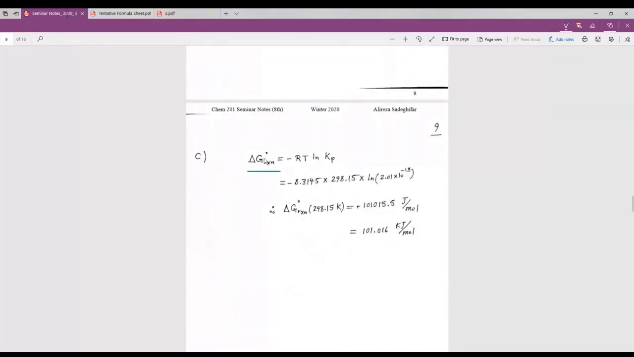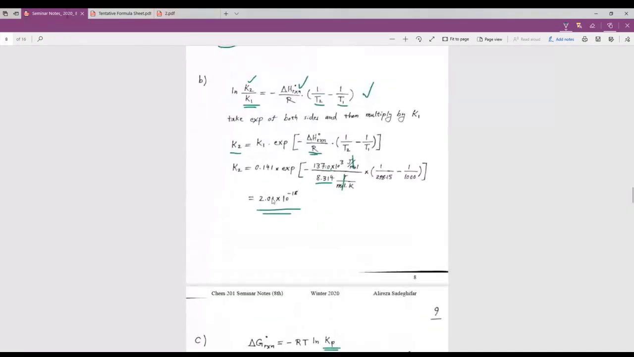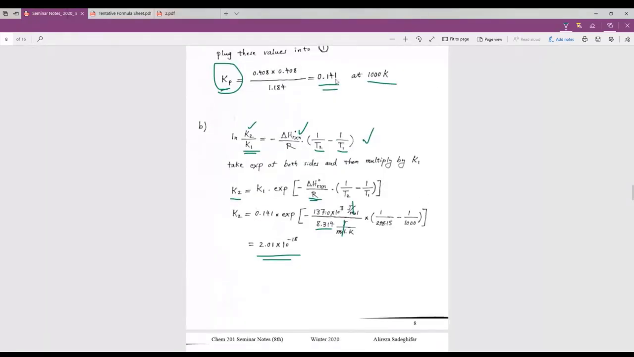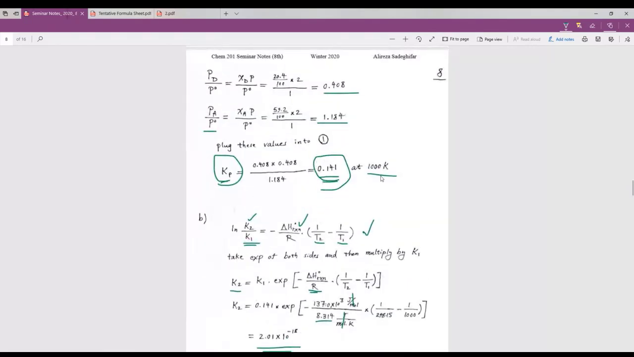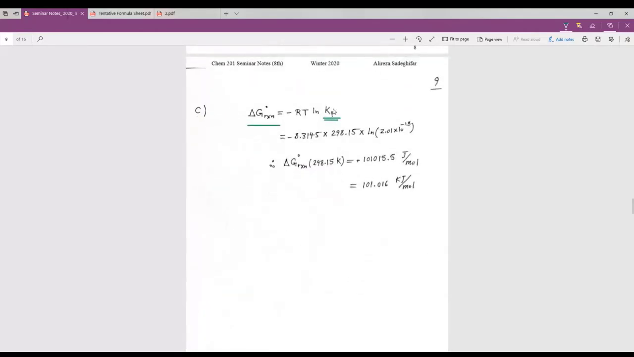So delta G at 298.15 Kelvin means that this Kp must be at 298.15 Kelvin. This temperature must be 298.15 Kelvin. What is Kp at 298.15 Kelvin? It is this second K, it's K2. It's not K1 here. This K1 here was calculated at 1000 Kelvin, so it's not this one. The Kp that is used must be at the same temperature as the delta G that is calculated. And this temperature must be the same.